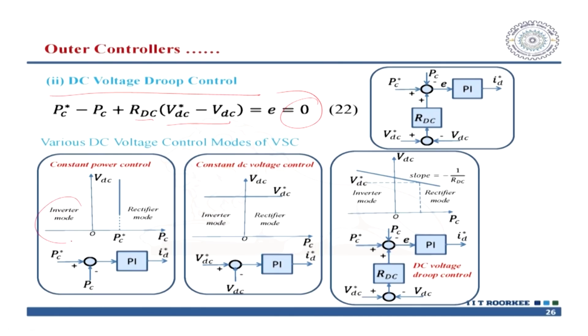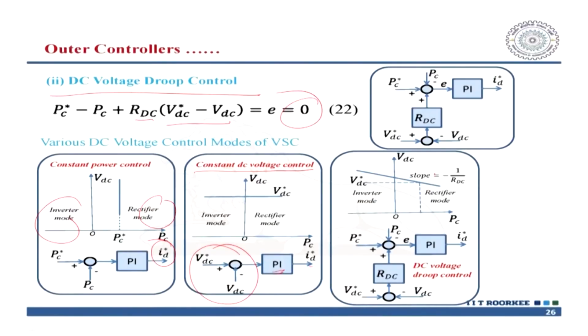Now, this is the inverter mode and this is the rectifier mode, and you have PC minus PC star, PI equal to ID prime. Similarly, if you want constant DC voltage control, you are required to maintain the DC bus. We generally do that in the case of the shunt active power filter. So, it is VDC star minus VDC, and from there you get a PI controller, that is ID.